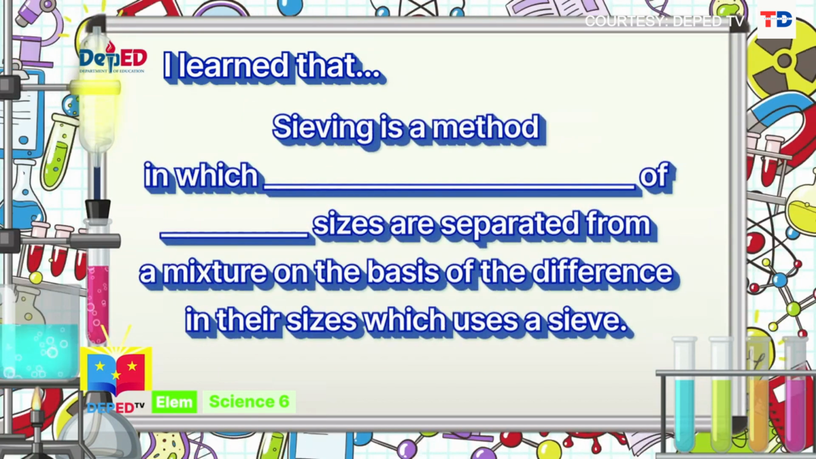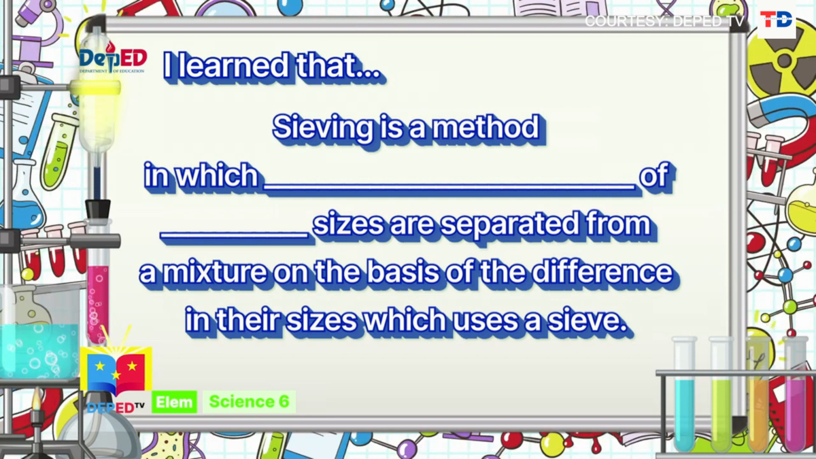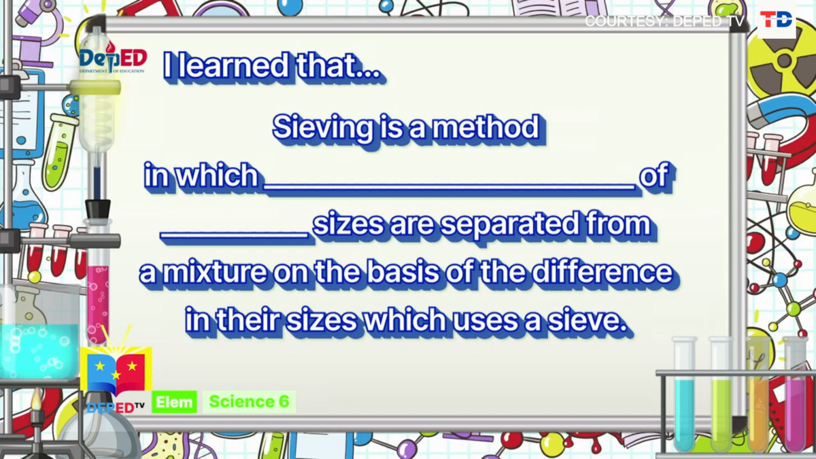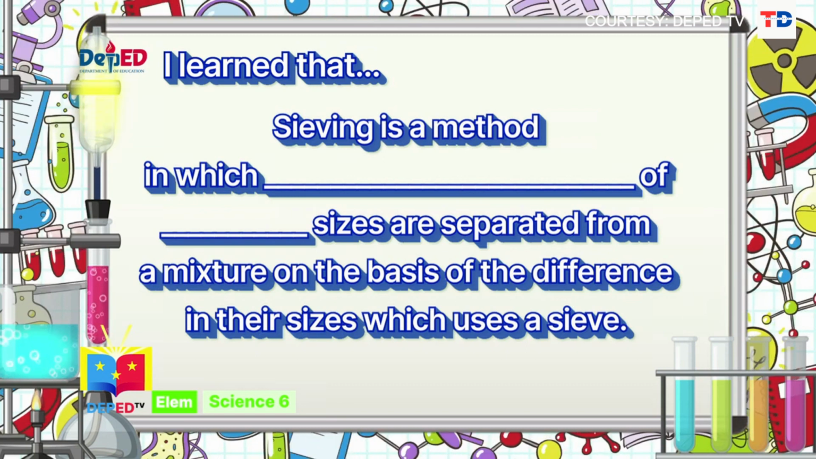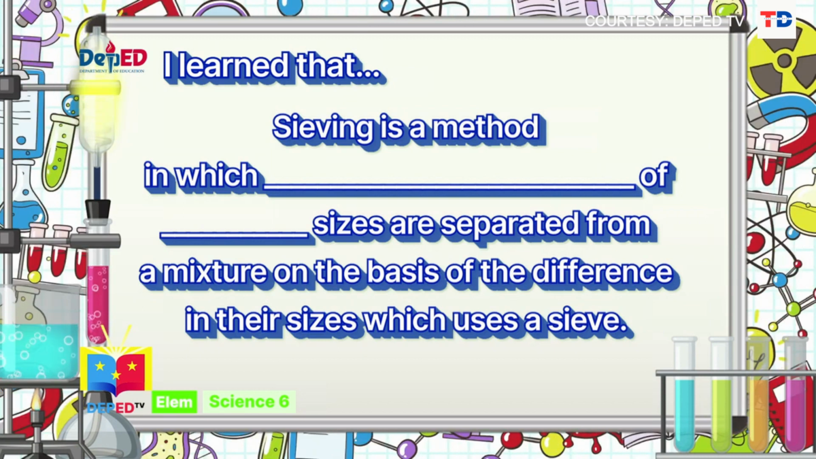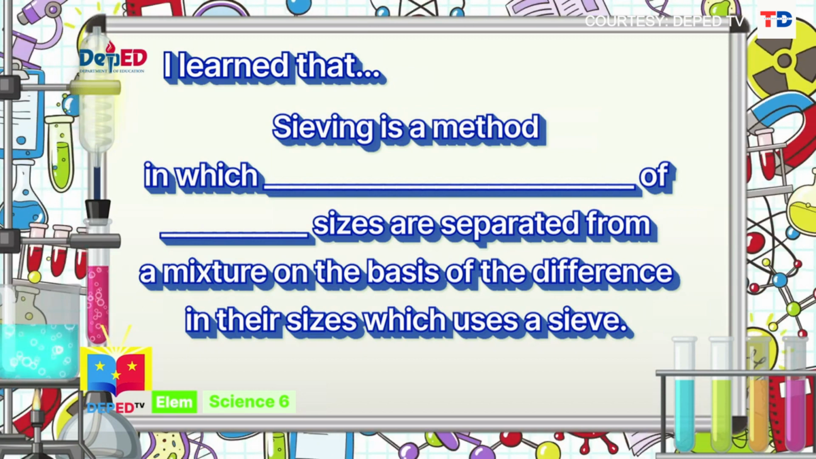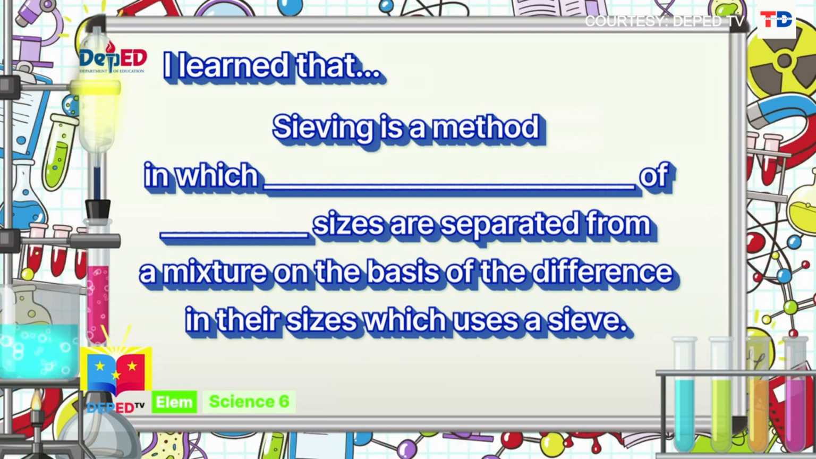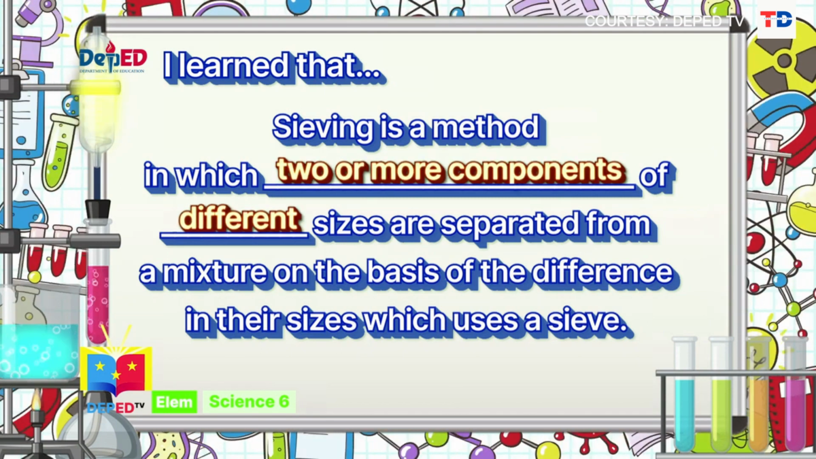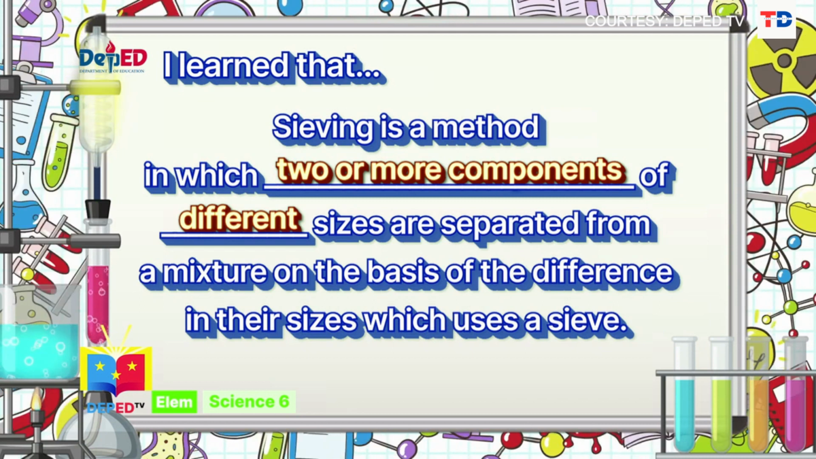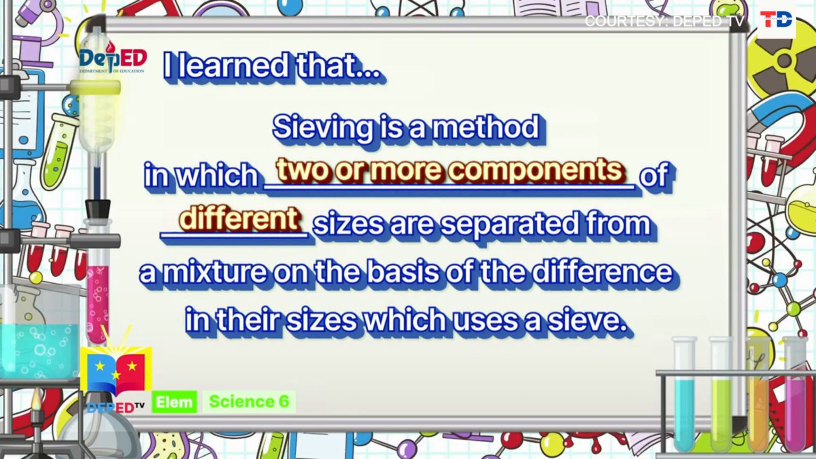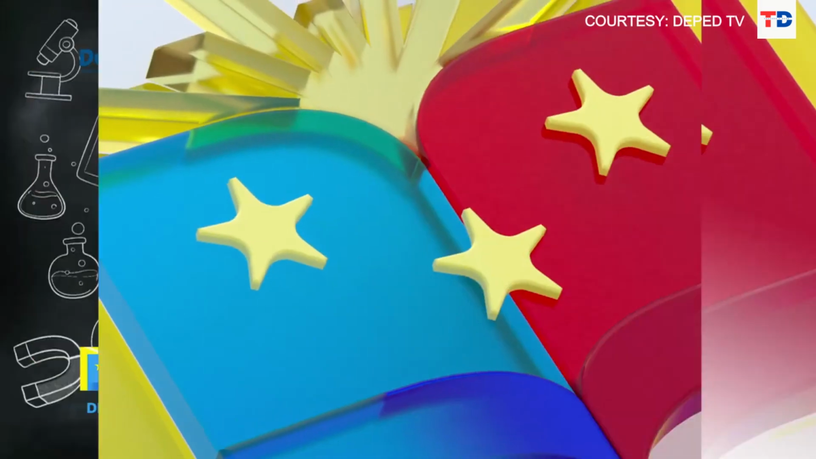Sieving is a method in which blank sizes are separated from a mixture on the basis of the difference in their sizes, which uses a sieve. Excellent! Sieving is a method in which two or more components of different sizes are separated from a mixture on the basis of difference in their sizes, which uses a sieve.